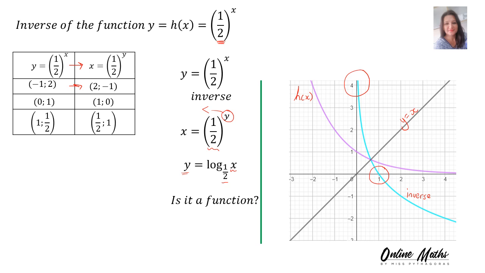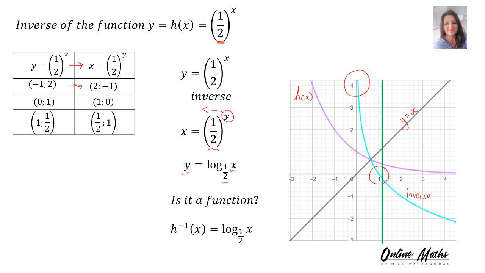Question, is it a function, this inverse? How do we test for a function? We do the vertical line test. So when we do the vertical line test, then we find that it cuts the graph once. Therefore, yes, it is a function. And then now the inverse is h minus 1 of x.